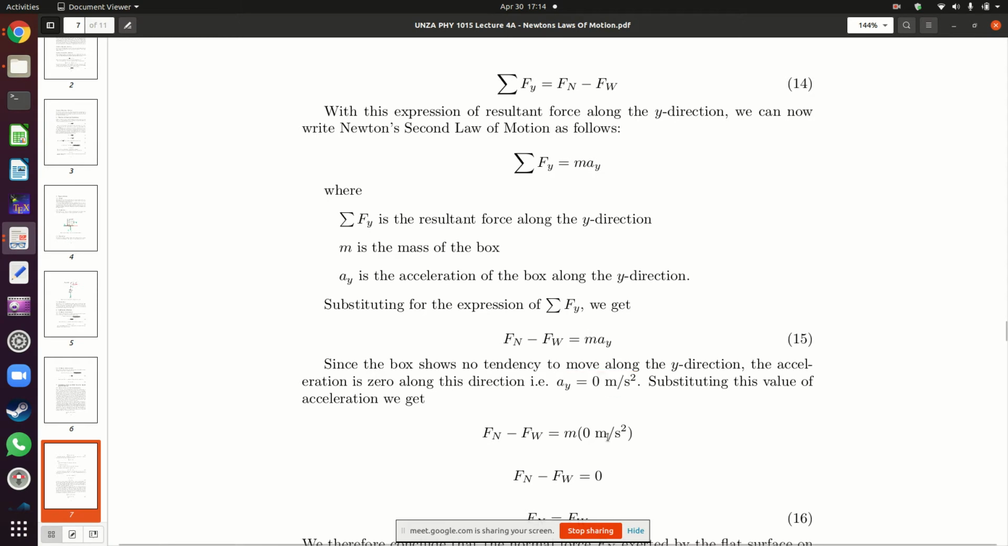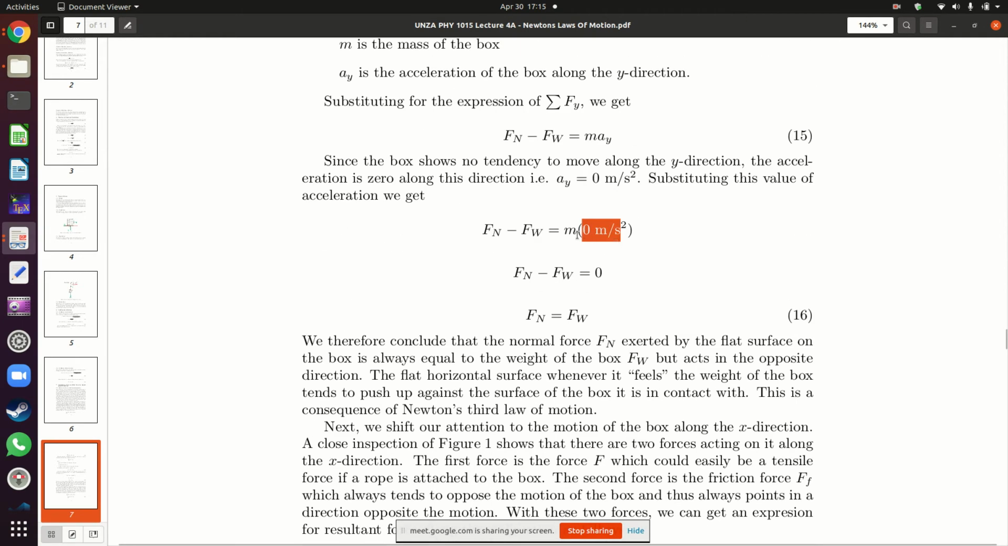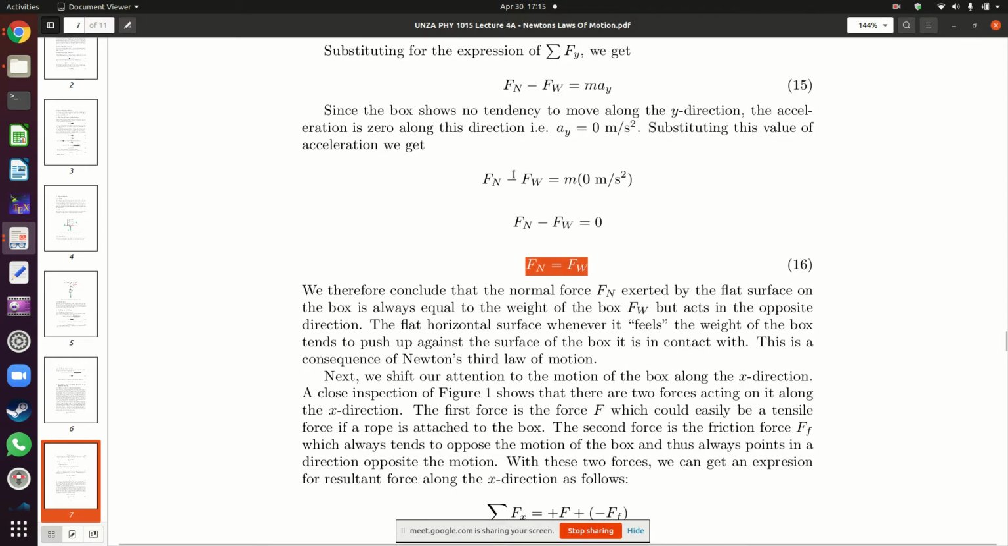So we substitute this value of acceleration there, and you end up with Fn minus Fw equals the mass multiplied by the acceleration, which is 0. This 0 acceleration multiplied by mass gives you a value of 0. So you end up with Fn minus Fw equals 0, and that's how we come to the conclusion that the normal force, Fn, is equal to the weight, always. The normal force Fn is equal to the weight of the box. That is the conclusion we draw from the movement of the box along the vertical direction.